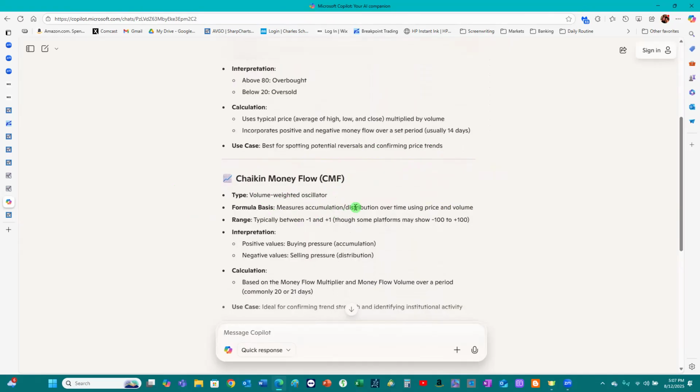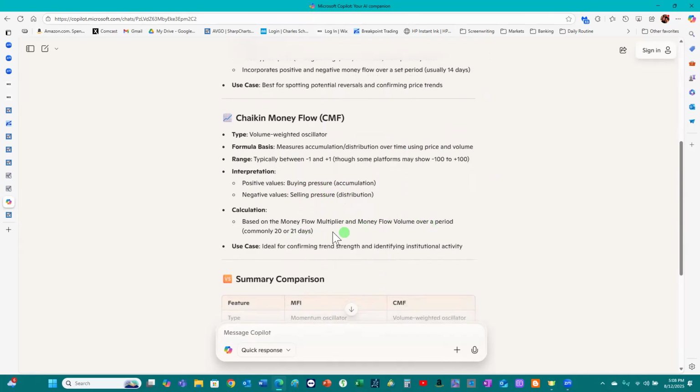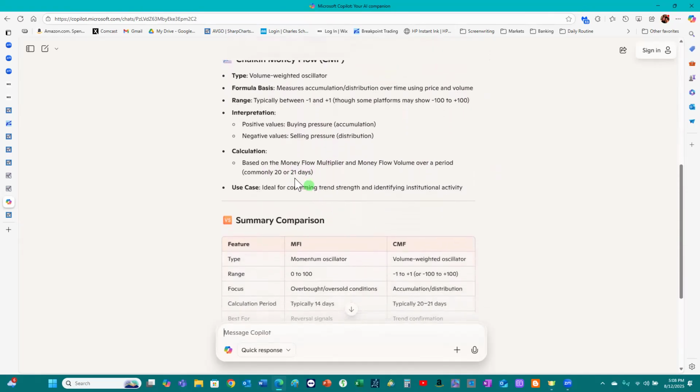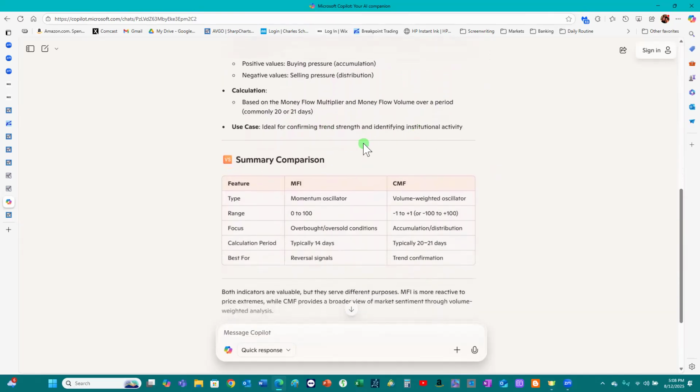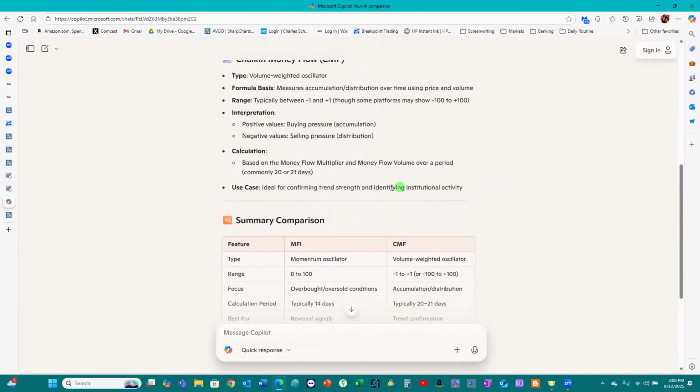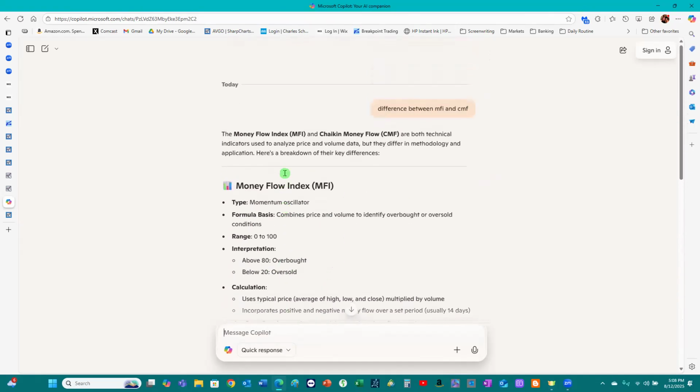So kind of like the accumulation distribution line, but that one is an unbounded indicator, which means it doesn't have an overbought or oversold area. It just goes up or down. Where in this case, it's actually using the accumulation distribution or the price and volume to identify buying pressure and selling pressure, or accumulation and distribution, which is what those two things are. So it usually uses a 20 or 21. I like 21. The default usually is 20. Ideal for confirming trend strength and identifying institutional activity. That's a really good point, actually, because it can show you institutional activity even as a stock is pulling back.